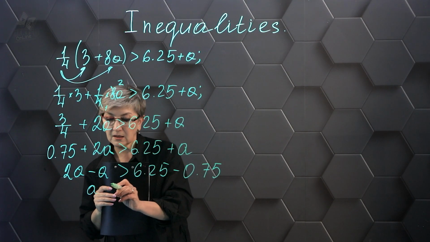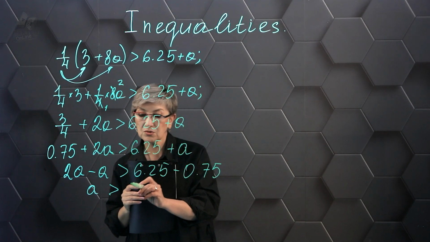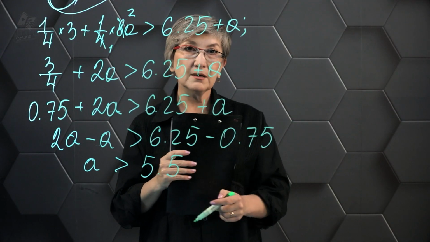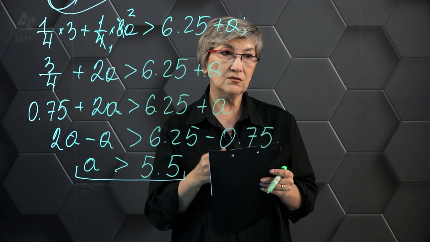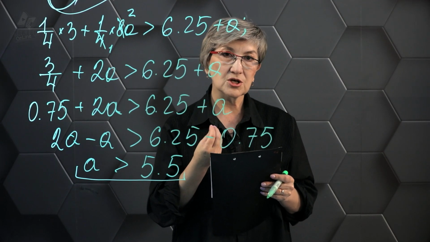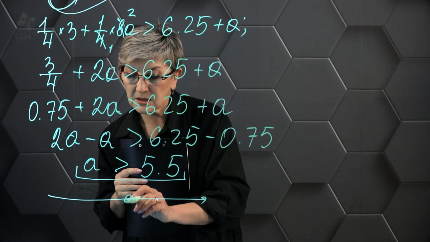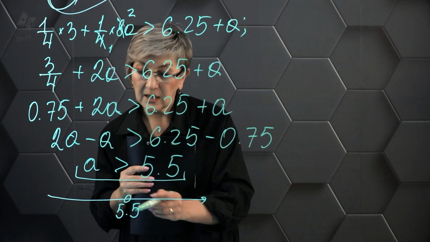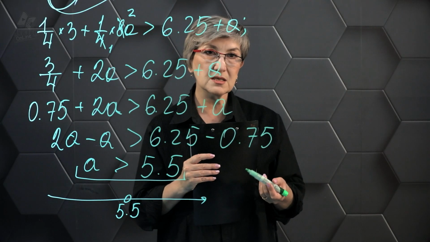2a minus a equals a, which is greater than 6.25 minus 0.75. This equals 5.5. Now, let's write this result as an interval. To express this result as an interval, it's best to visualize the solution. To do this, we should draw a number line and mark the point at 5.5 and display the numbers that exceed 5.5.